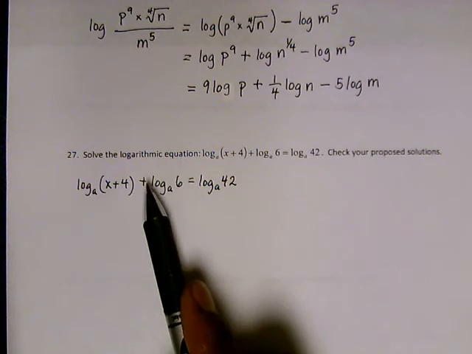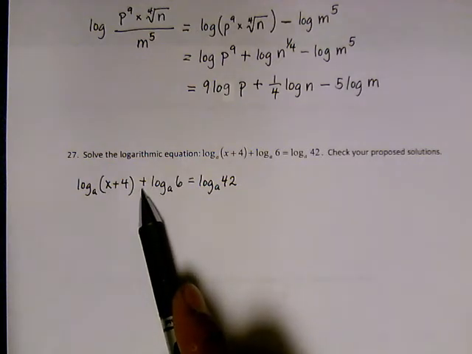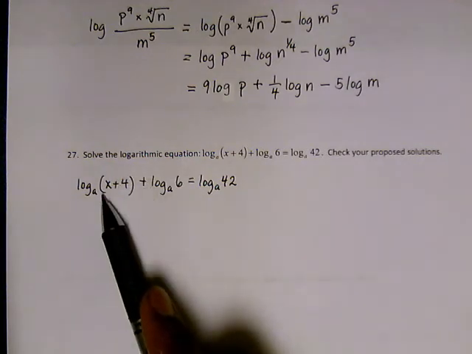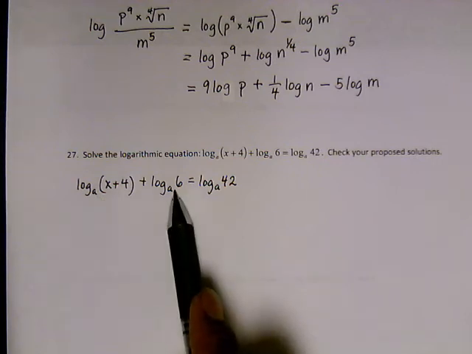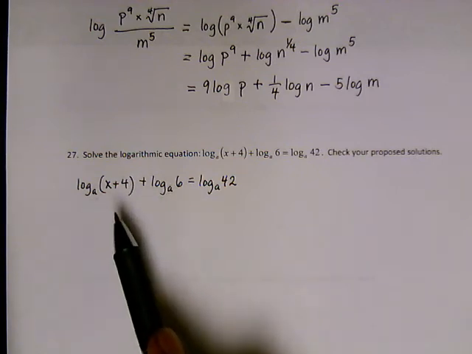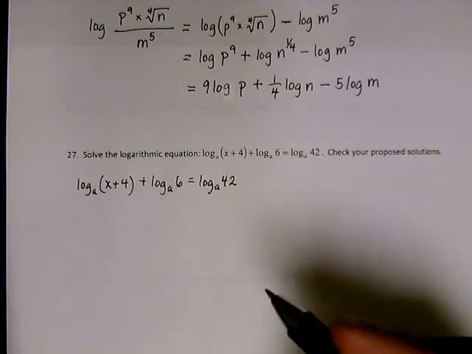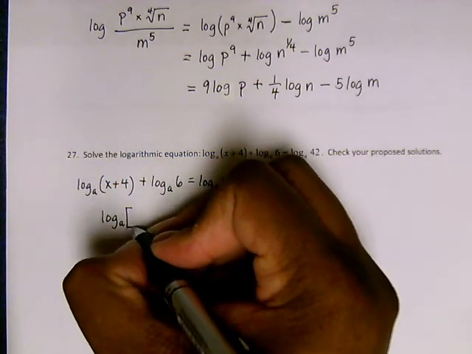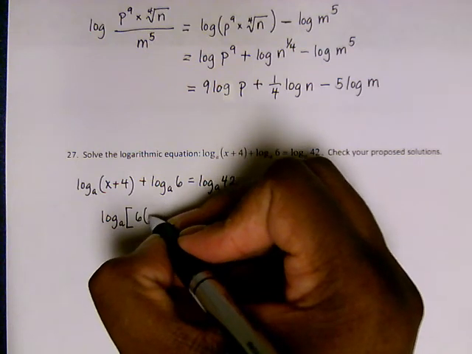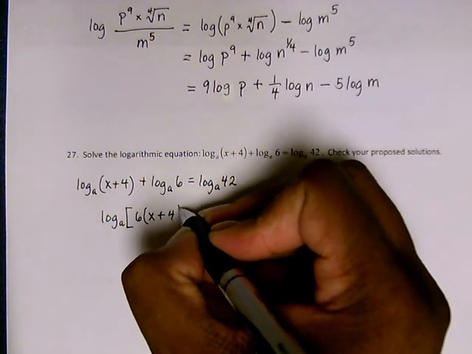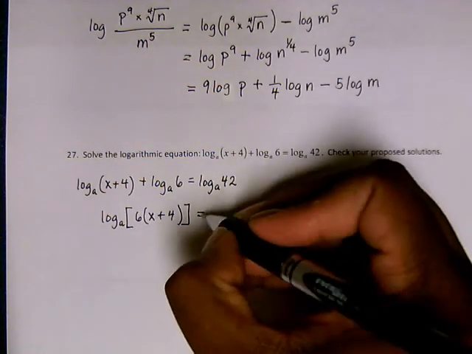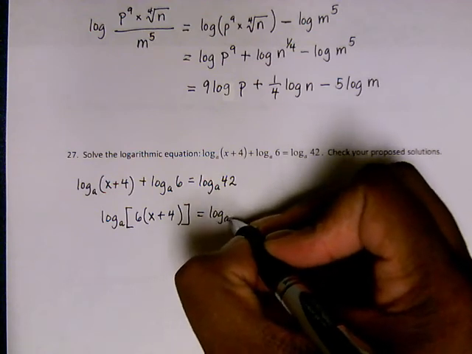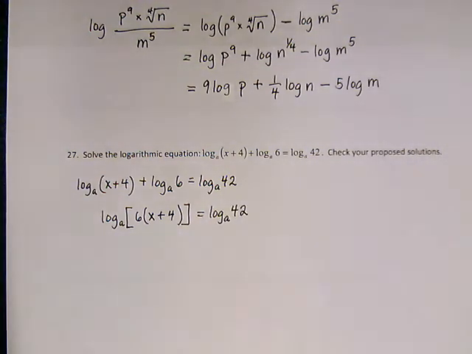Now in this case here, I see a plus sign in between. That means I have the sum of their individual logarithms. I need to condense that as the log of the product. So here it will be log to the base a of, and I'm going to put the 6 in front of x plus 4, and then that's equal to log to the base a of 42.